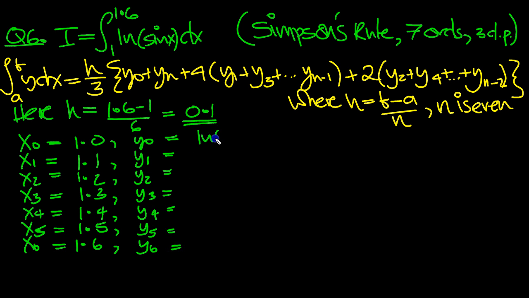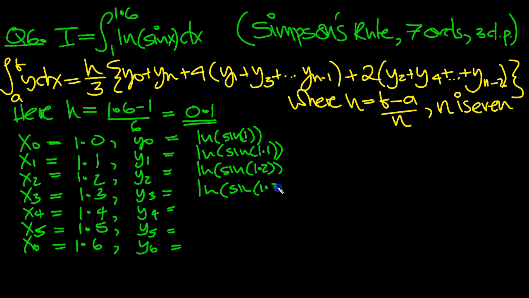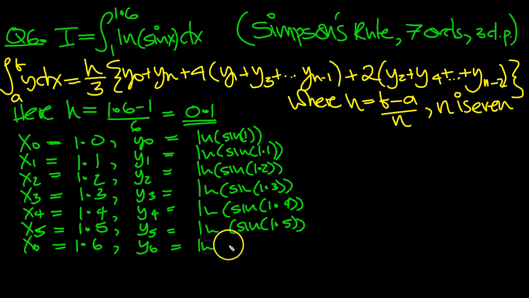So this would be ln sine 1, ln sine 1.1, ln sine 1.2, all the way down to the bottom, which is 1.6. So ln sine 1.5 is the next one here now. And the last one, ln sine 1.6. We need to tap these into a calculator.